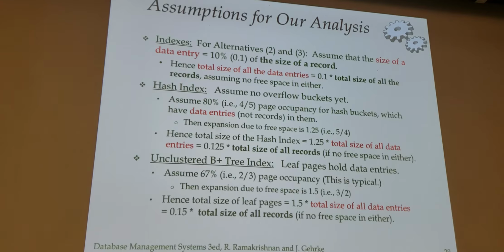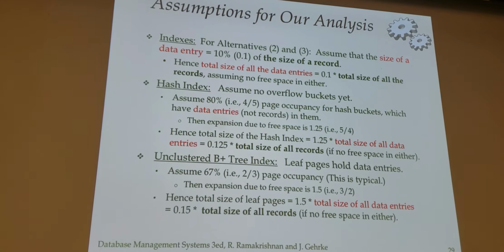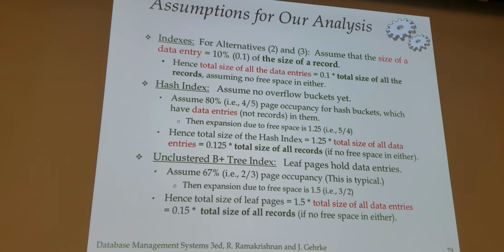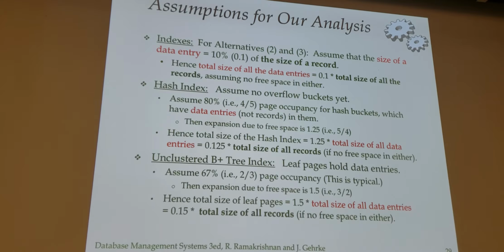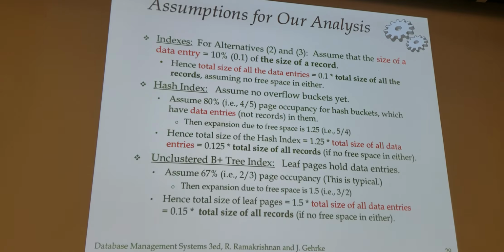Similarly, on the B tree, we're going to be assuming that the leaf pages are going to be 2/3 full, which actually frequently has been the case in practice. So again, we don't have everything jammed together. We have 1/3 of the space being empty. And so the expansion factor is going to be the inverse of 2/3, which is again 3/2 or 1.5. And so the total size of the leaf pages would be 1.5 times the space if there were no free space. Because that's the expansion factor.